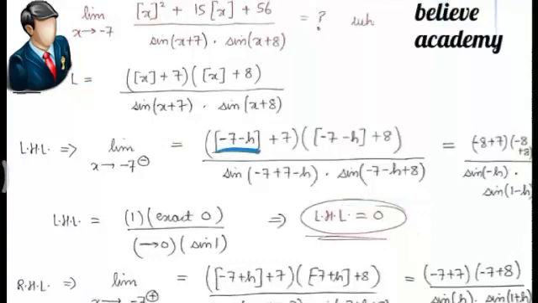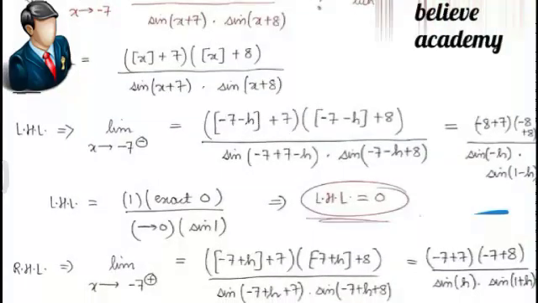Minus 7 minus something, its greatest integer will be equal to minus 8. So minus 8 plus 7 into here also we get minus 8 plus 8, whole upon sine of minus h, and here we get sine of 1 minus h. So you can see that this is equal to minus 1. Here we have this to be equal to exact 0. Minus 8 plus 8 is equal to exact 0 and not tending to 0.